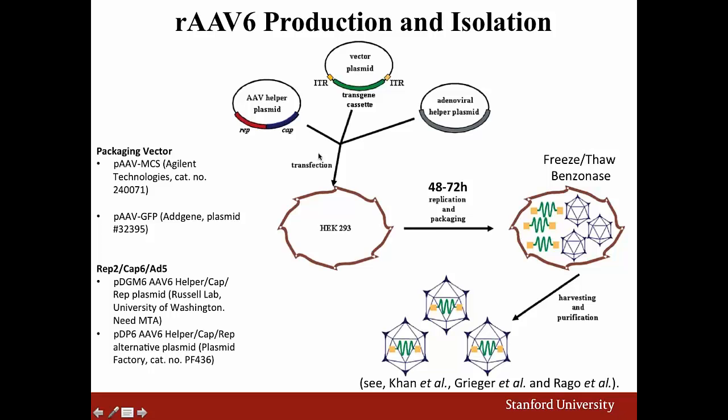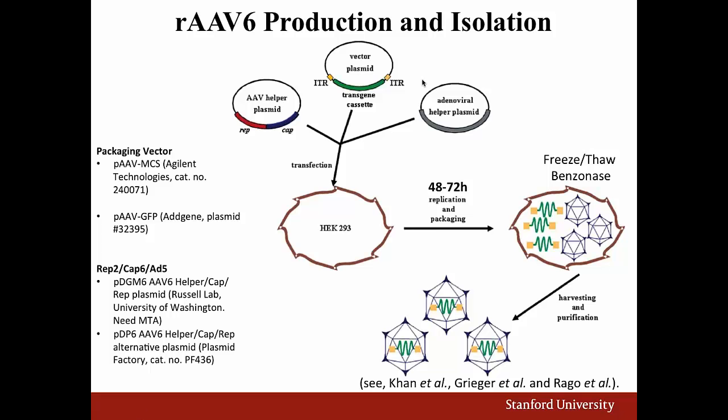Once you have all your plasmids, you would transfect within HEK cells. We do about 10 plates, plating 15 million cells overnight on 15 centimeter plates. Then you allow 48 to 72 hours for replication and packaging within these cells. Once that time comes, you harvest the cell lysate and freeze-thaw to release the virus. Then you treat with benzonase to remove the plasmids remaining within the cells.